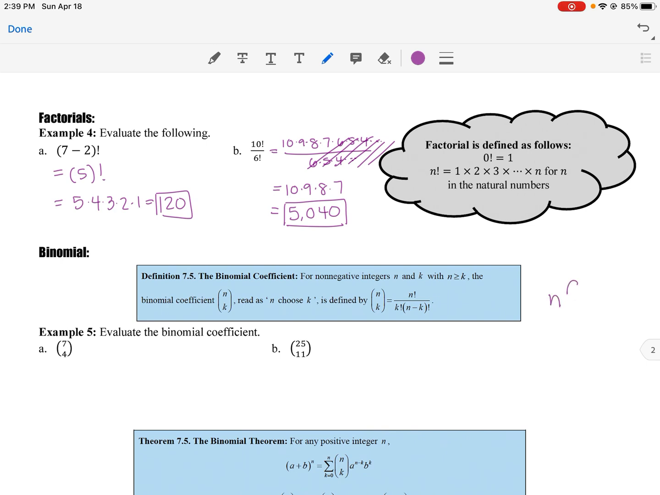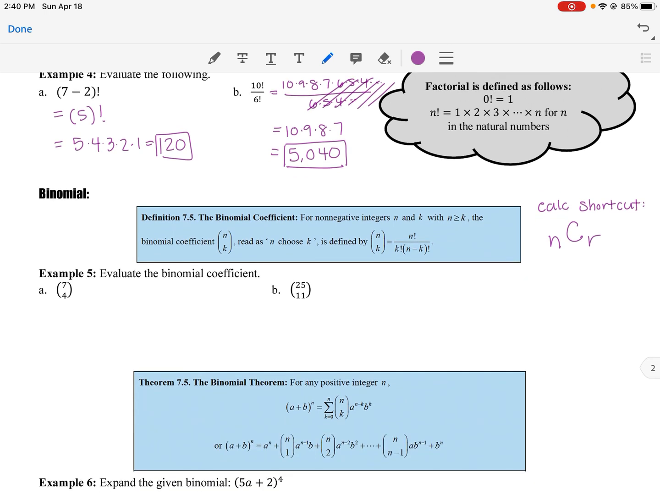If you've taken statistics, there's actually a shortcut, n choose r on your calculator that is the same exact formula. It's called a combination in statistics, but it's the same idea. So there's two ways to do it. You can either plug things into the formula.